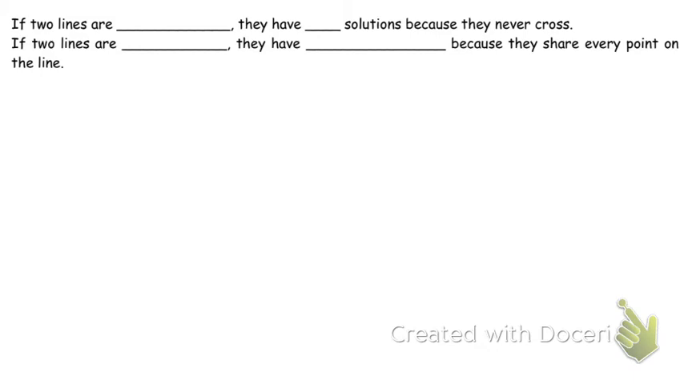So if two lines are parallel, they have no solutions because they never cross. There's no solution because they never cross. So parallel lines don't touch, do they? No. Now earlier, the solution is where two lines touched or intersected, right? Yep. So if they don't intersect, can they have a solution? No. That's why there's no solution.